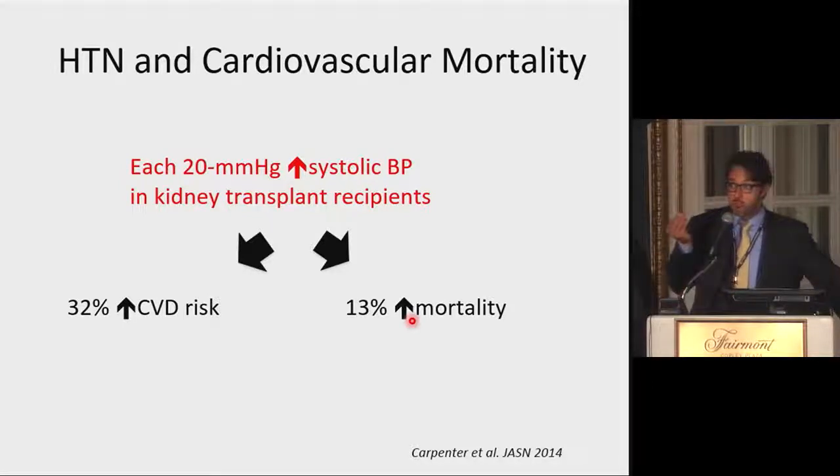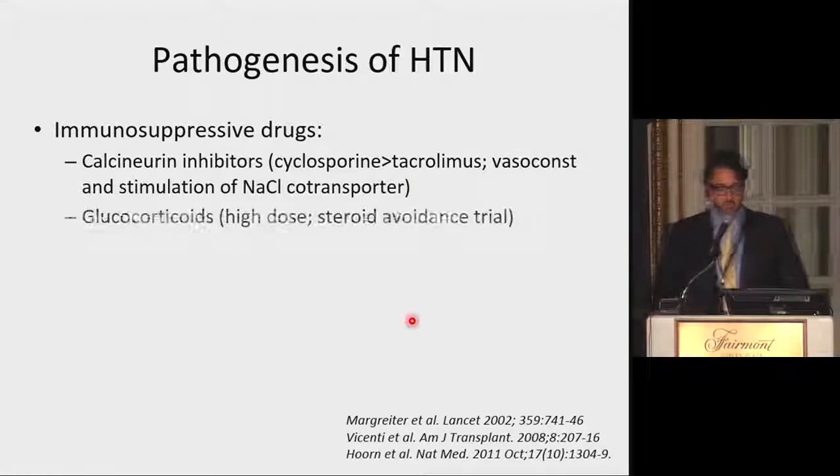And just to give you numbers of how blood pressure can affect mortality and cardiovascular disease, a 20 millimeter of mercury increase in systolic blood pressure in kidney transplant patients raises your risk of cardiovascular disease by 32% and your mortality by 13%. Okay, so this is clearly something we must aim to control.